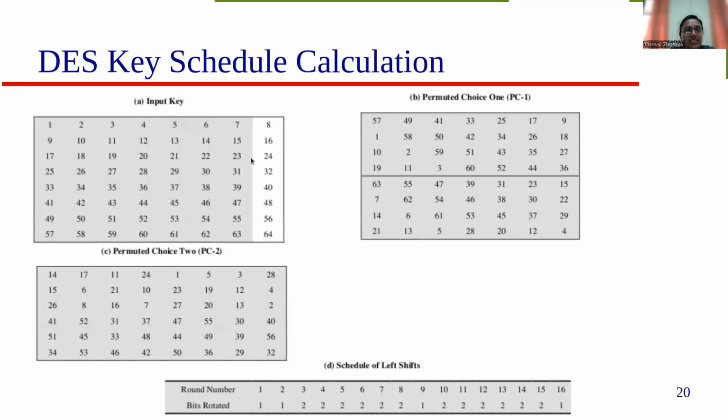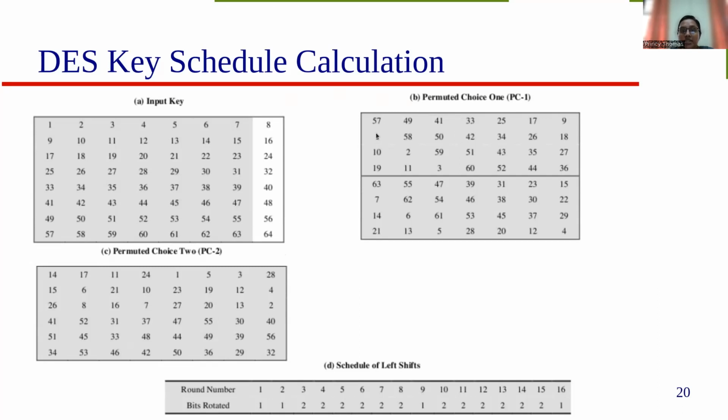Okay, supposing this is the input key. So the bits are 64 bits. We write it like this: 1, 2, 3, 4, 5, 6, 7, 8, 9, 10, 11, 12, 13, 14. So 64 bits are there, and they will be written in this particular format. This has to be converted to 56 bits. So the eliminated bits are 8, 16, 24, 32, 40, 48, 56, and 64. These bits are eliminated, and the rest of the 56 bits are given to the permutation choice 1.